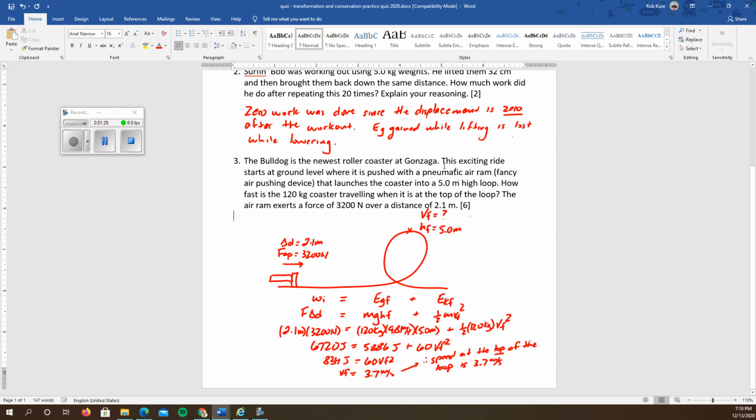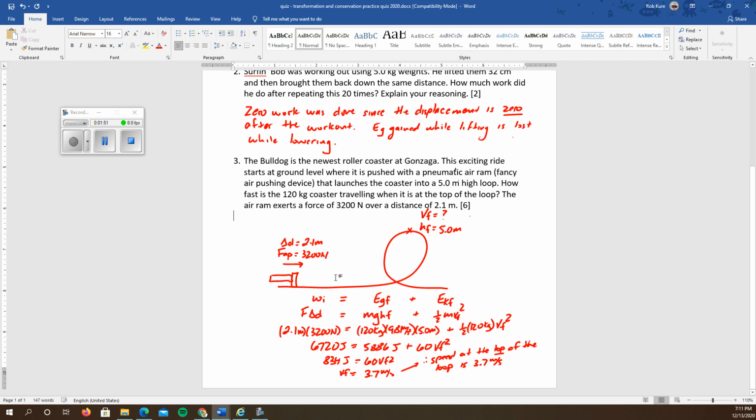Finally, we've got our Bulldog, the latest roller coaster, right? The idea is you've got some push happening at the beginning from a special pneumatic arm or air ram, and it's pushing on the roller coaster with a force of 3,200 newtons over a displacement of 2.1 meters right at the beginning, so right at the bottom of the coaster.